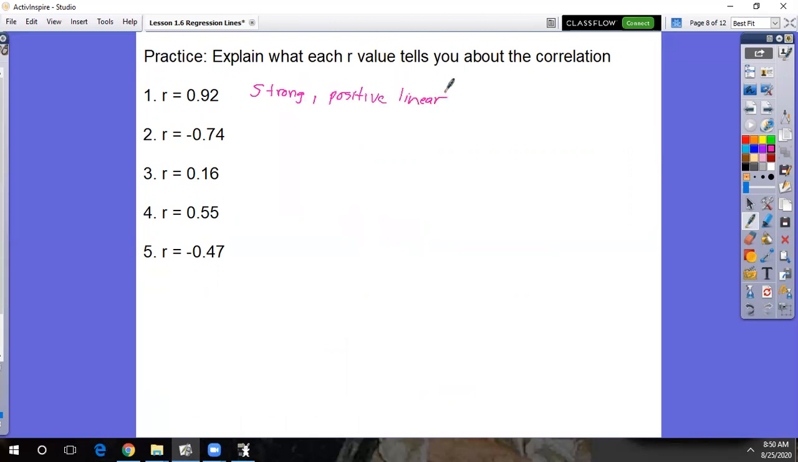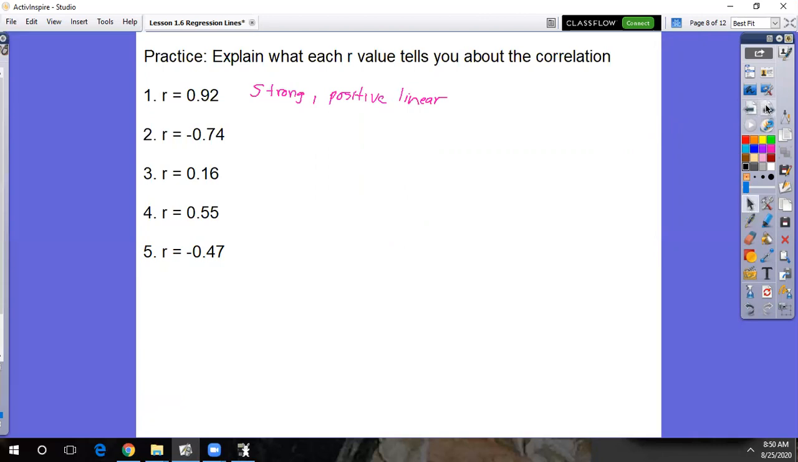And then I'm not going to write down the rest, but if we work through these, negative 0.74, the absolute value is greater than 0.7, so this is strong. R is negative, so this would be a strong negative linear correlation. This is 0.16, that's fairly low, so there is a weak positive linear correlation. 0.55, that's in the moderate area, so we would say there's a moderate positive linear correlation, and then for this one, there's a moderate negative linear correlation.